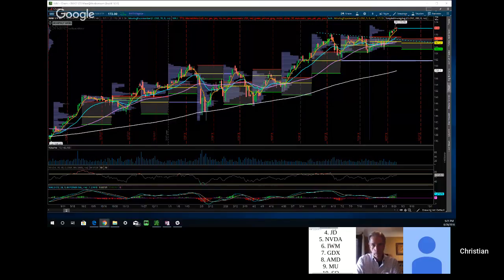And it kind of goes back to how institutions accumulate shares, right? They do it a little bit at a time. When you see big volume, that's your turn to the downside. So that's when you get out, when you see big volume. You see big volume on turns. That's when institutions are unloading. But when they accumulate, they do it in little bits and pieces.